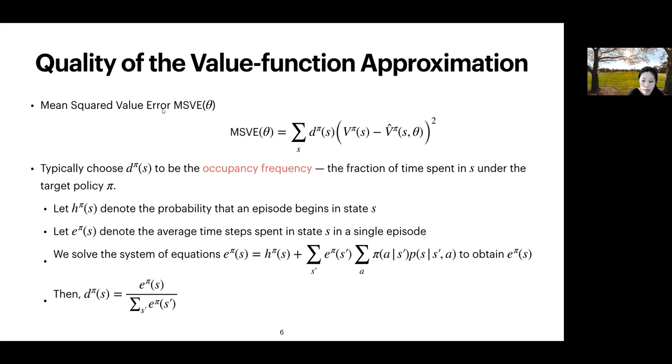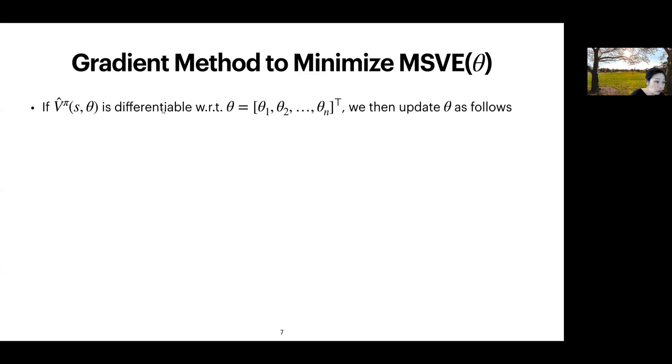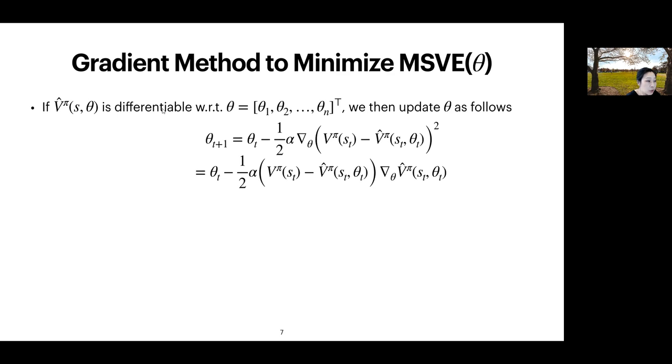Okay, I didn't see any questions on the chat. I would assume that's fine. So now, since I said we were going to look at the gradient methods for function approximation, it's very natural to estimate the theta using a gradient method to minimize the MSVE of theta. Okay, so what do we do? Assuming that the function approximation that you use, we haven't specified what it is yet, but let's say it's differentiable, which is usually the case if you define a differentiable function for your approximation. And of course, most of us would do that. Then we would update theta as follows.